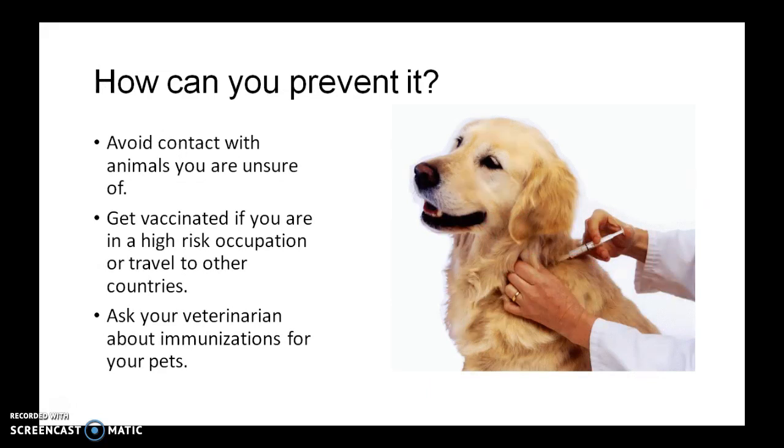So, how can you prevent it? So far, no one in the United States has developed a rabies infection when they are given the vaccine in a timely manner. You should be sure to avoid contact with animals you are unsure of. Don't try to go and pick up random animals off the side of the road that are showing signs. You should get vaccinated if you are in a high-risk occupation, like if you're a vet or a veterinarian aide, or if you travel to other countries often. Sometimes they have different types of common animals there, and you never know what could be carried.